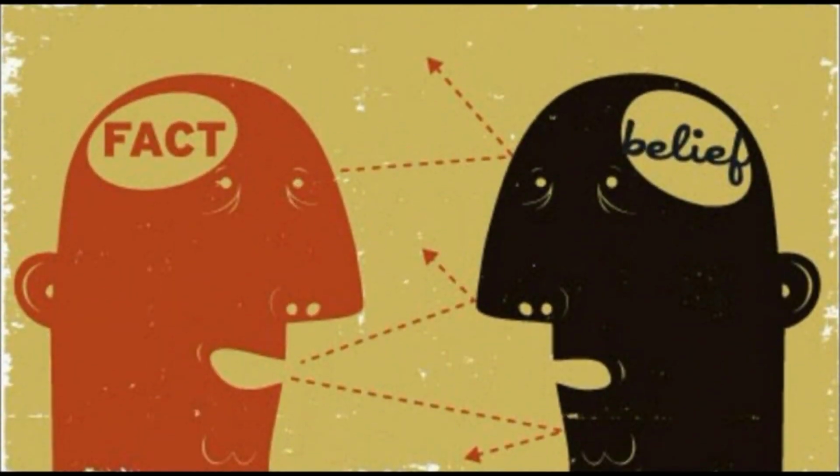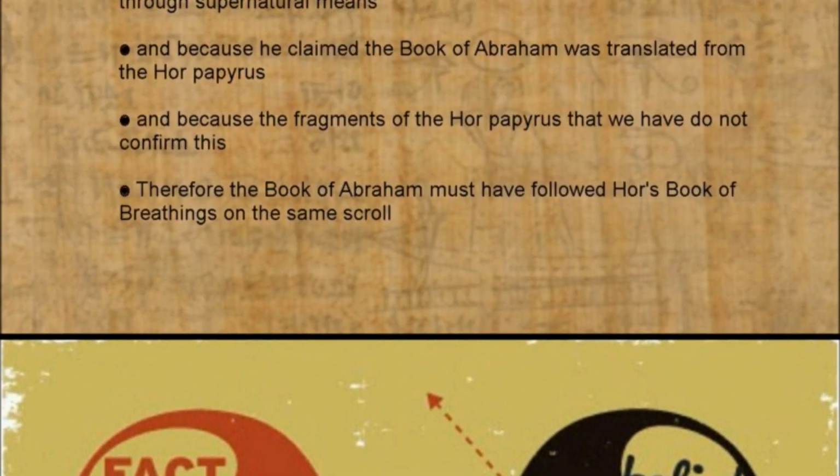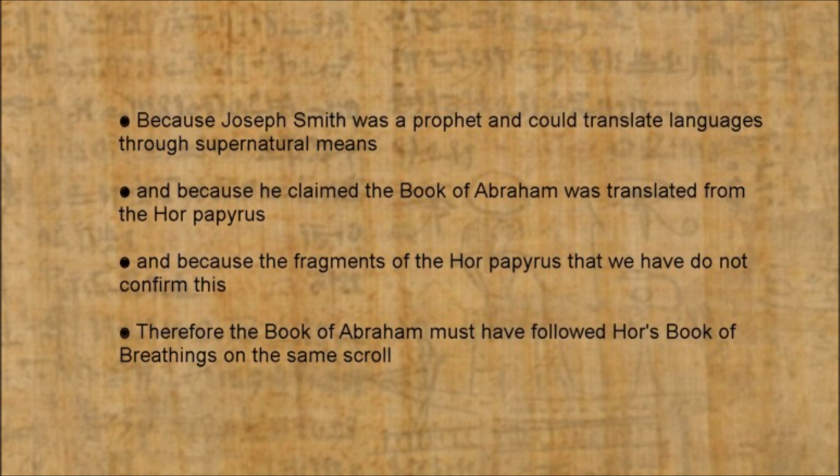So let's take a moment to consider how your unrestrained bias works, how it leads you to make unreasonable conclusions, conclusions that other Egyptologists find nonsensical. Because Joseph Smith was a prophet and could translate languages through supernatural means, and because he claimed the Book of Abraham was translated from the Hor Papyrus, and because the fragments of the Hor Papyrus that we have do not confirm this, therefore the Book of Abraham must have followed Hor's Book of Breathings on the same roll.